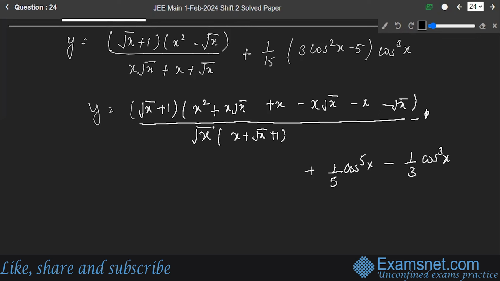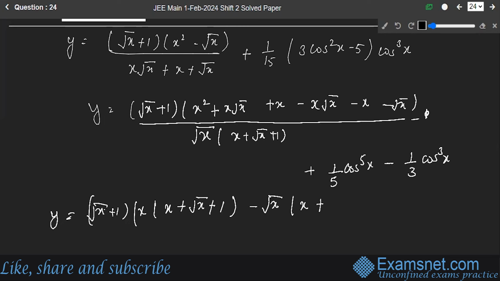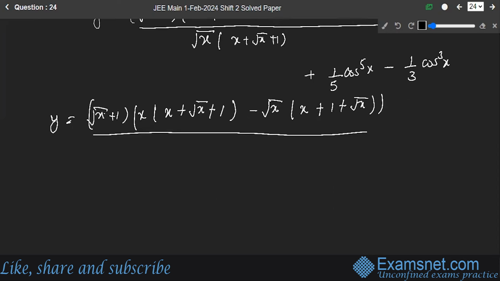Okay, now I'll have this y again. This is equal to root x plus 1 under the brackets. And let's take something common. I'll say x common from here. This will be x plus root x plus 1. And I'll take root x common from here. This will be x plus 1 plus root x. And this whole thing is divided by root x into x plus root of x plus 1 minus, this will be plus 1 by 5 cos power 5x minus 1 by 3 cos power 3x.